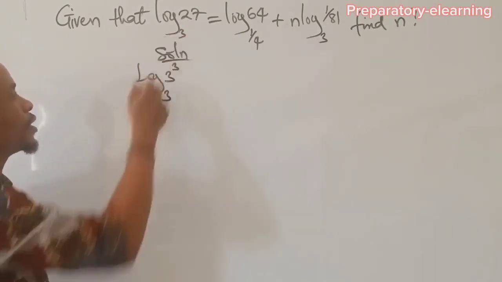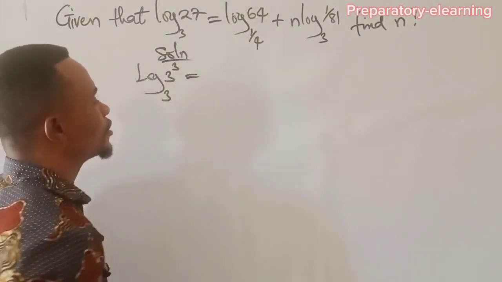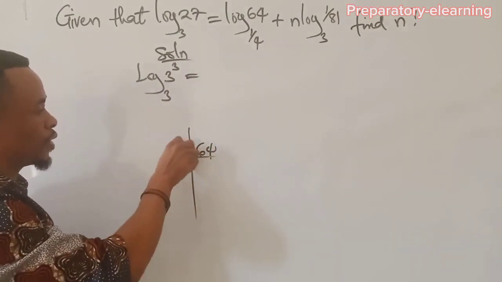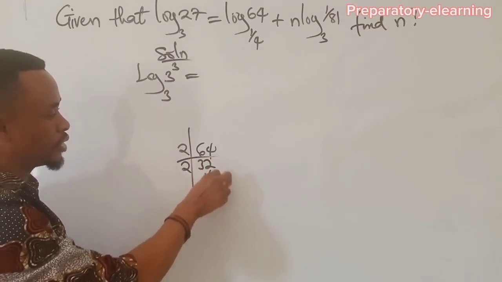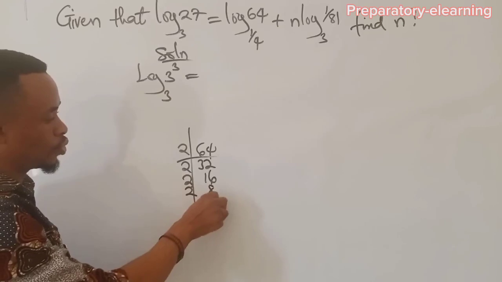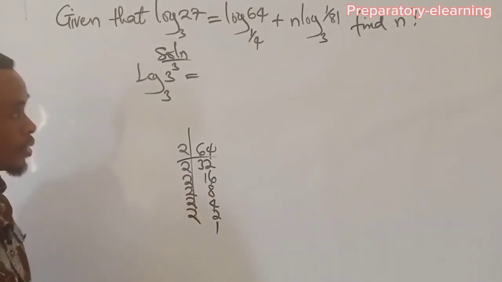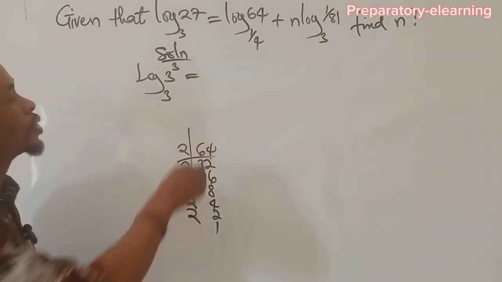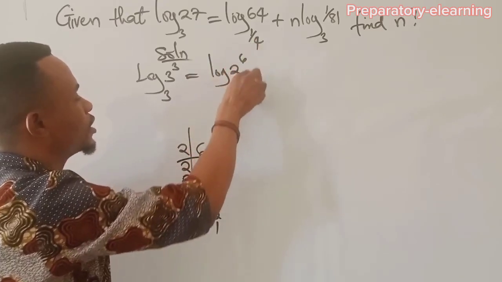Now there's 3 here. Equals to, for this one, we break down 64. What is 64? If we divide it, 2 goes here, we have 32. 2 goes here, we have 16. 2 goes, we have 8. 2 goes, we have 4. 2 goes, we have 2. And 2 goes, we have 1. Now we have 1, 2, 3, 4, 5, 6, 2. So we now have here log 2 power 6.